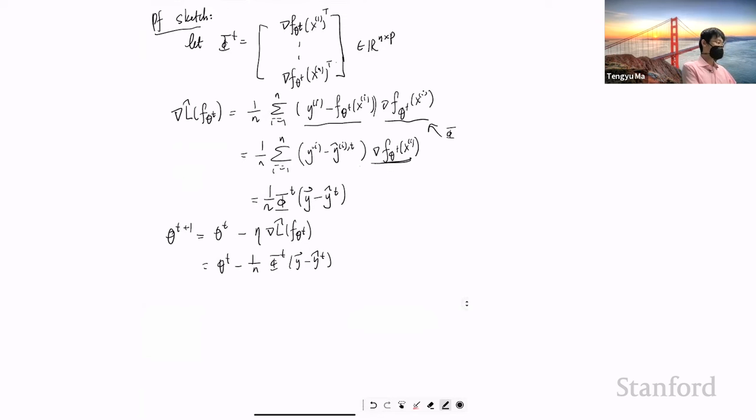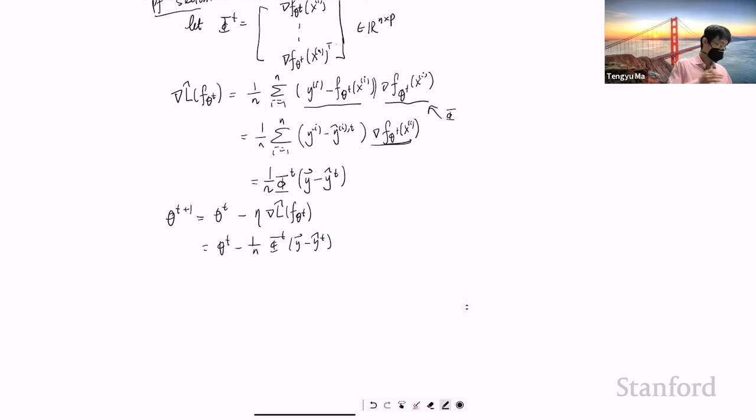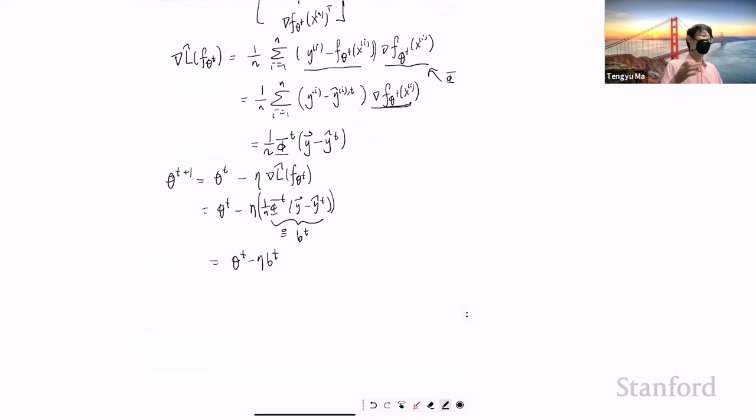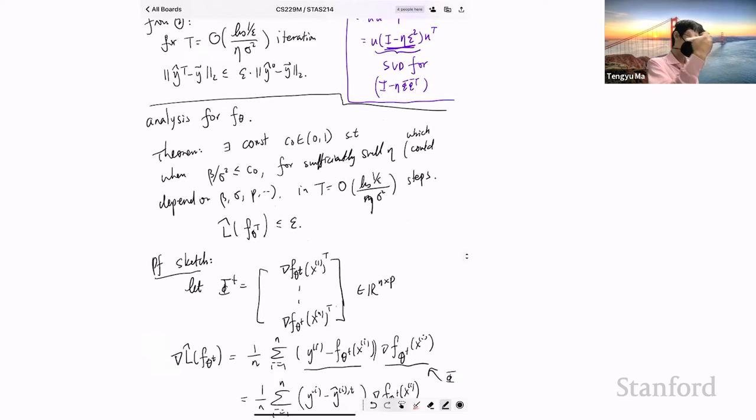Okay, now there is a small thing here. Suppose you give a name, bt, to this, so it's eta times 1 over n, and this is theta t minus eta bt. So what's our goal? Our goal is to get a recursion for the y's. That's what we did before, a recursion for the y's.